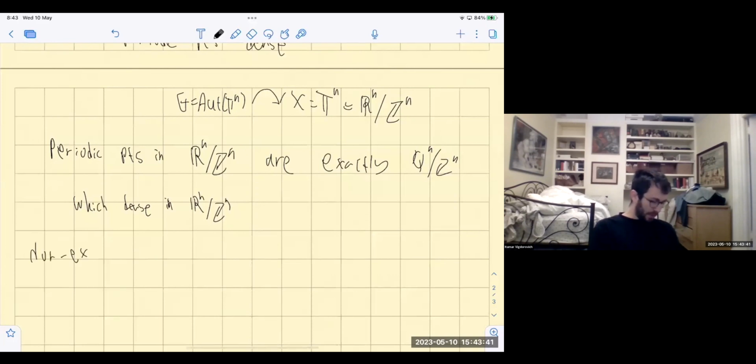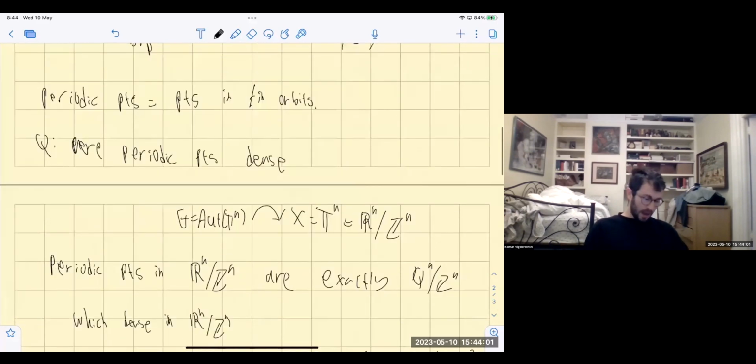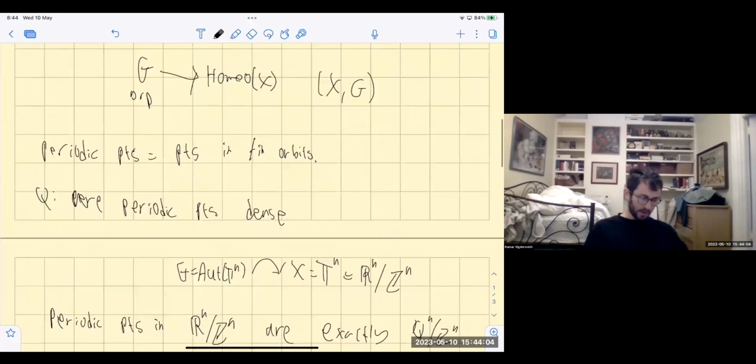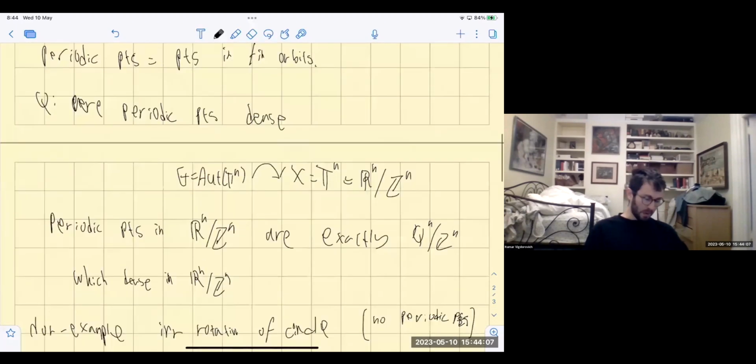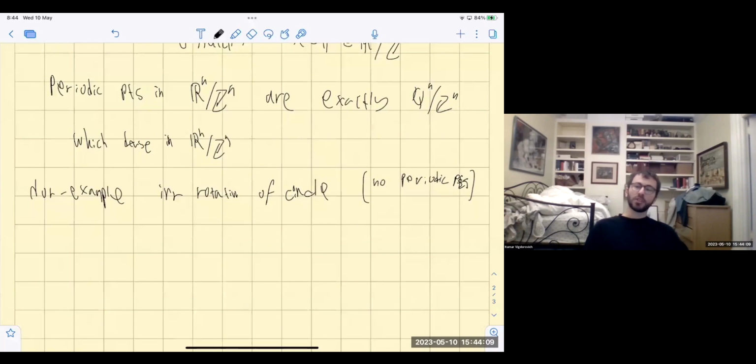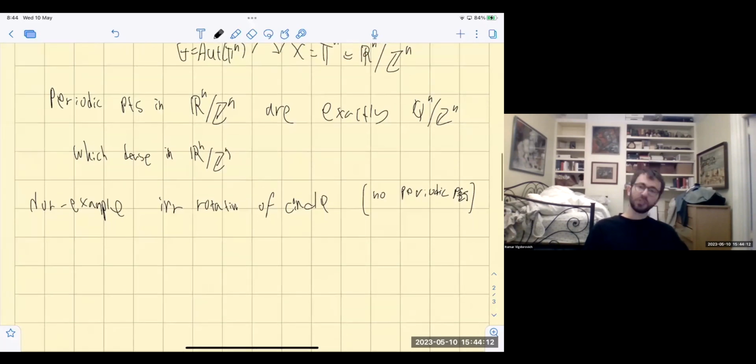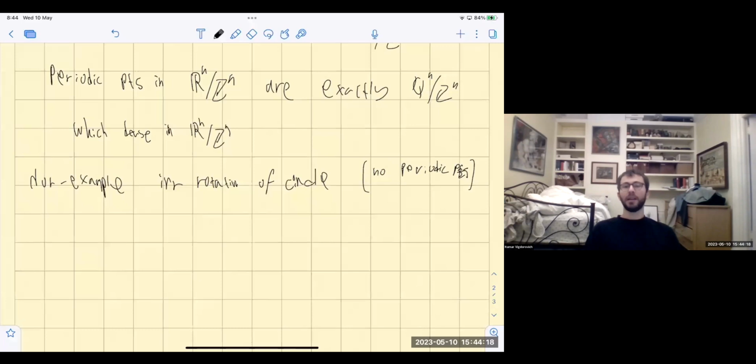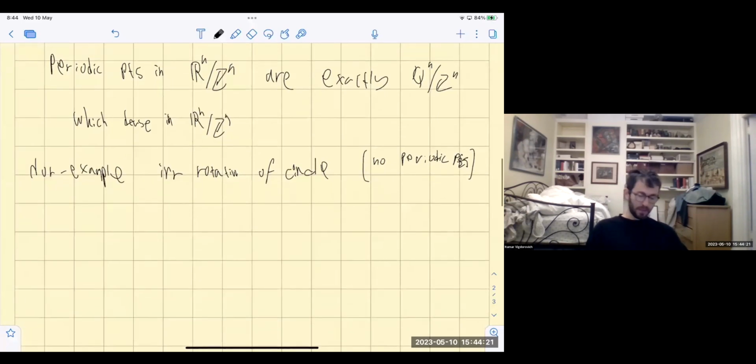A non-example, for example, will be maybe an irrational rotation of a circle. Why a non-example? Because there are no periodic points at all. Right? Great. So this is a very standard question that one asks in a dynamical system, but I want now a question which is just as interesting, but for some reason less shown in the literature, which is going to probability measures on the space and asking a similar question there.